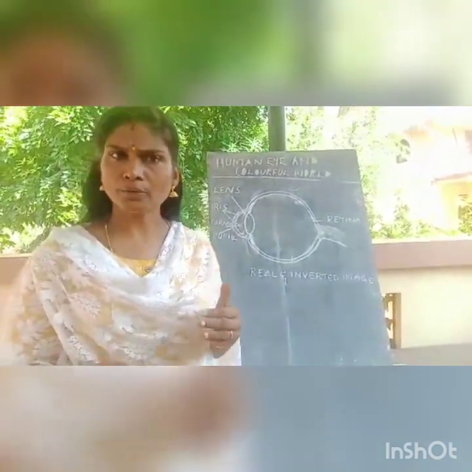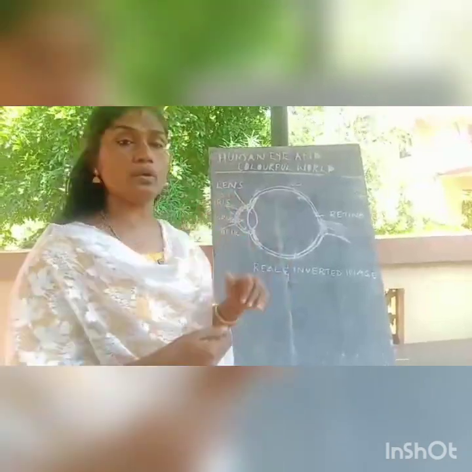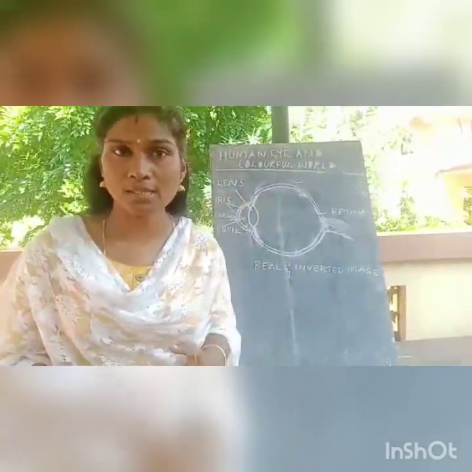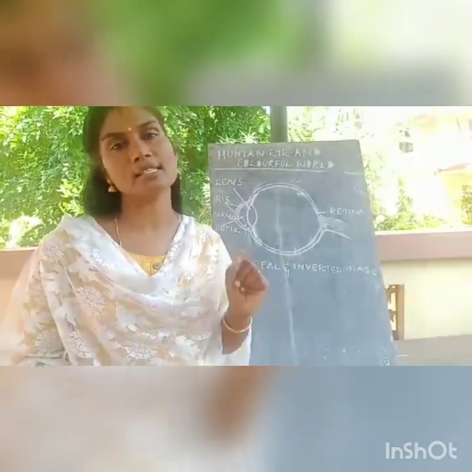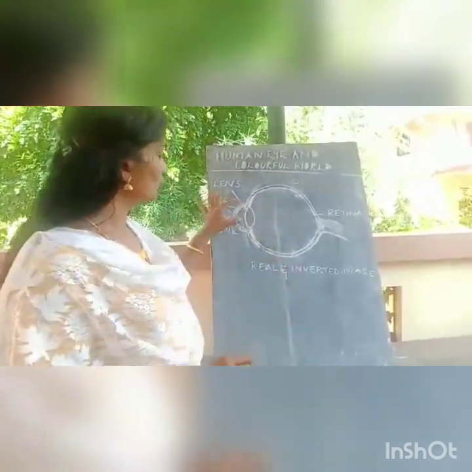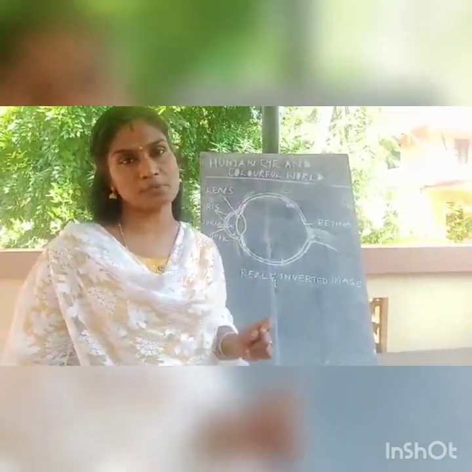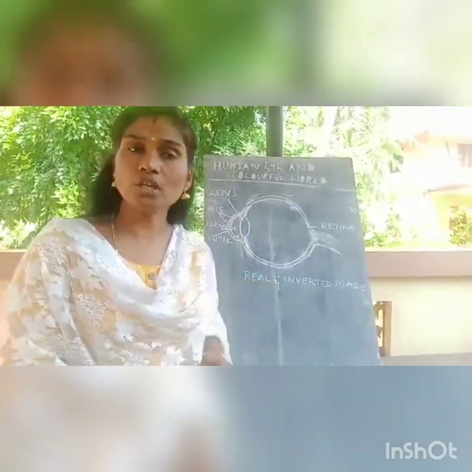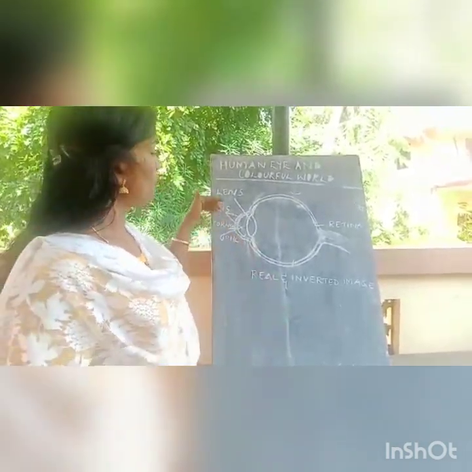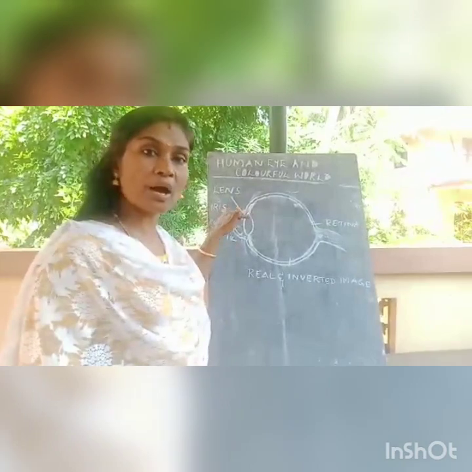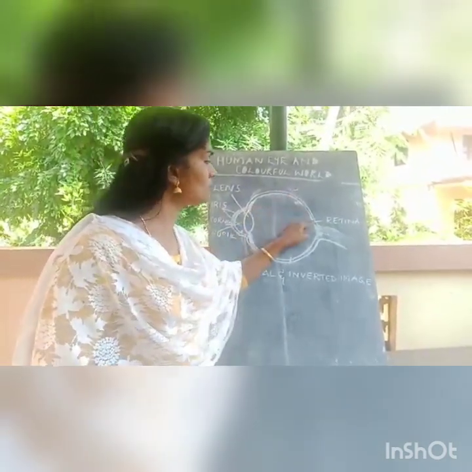Now when you heard about the lens, you may only picture a lens made up of glass, isn't it? Are you thinking that in our human eye also the lens is made up of glass? No, it's made up of a jelly-like substance. So the human eye lens is made up of a jelly-like substance. The function of the human eye lens is to allow the light rays to pass through it and form an image.